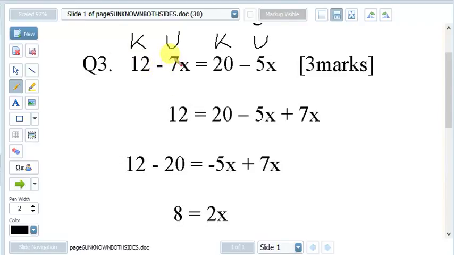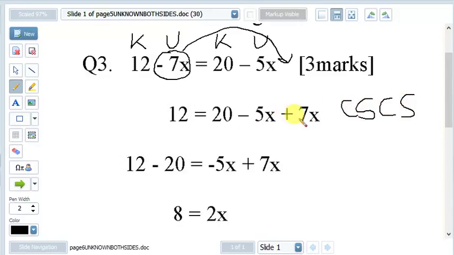So what I'm going to do is I'm going to circle minus 7x and move it across to the right hand side. And minus 7x, when we move it across to the other side using change side, change sign, becomes positive 7x. So now what we've got is known, which is the 12, because there's no letter in it, 20, which is a known because there's no letter present in that term, and minus 5x and 7x. So they're both unknowns.